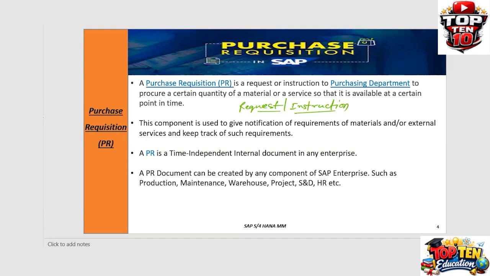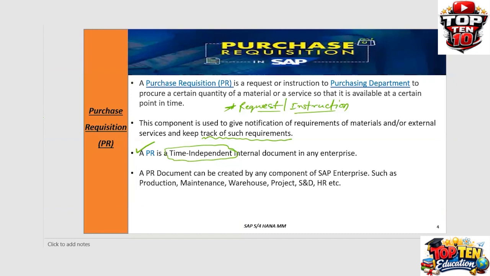Now, a purchase requisition is used to give notification of requirements of materials or external services and to keep track of such requirements. That is very important. To provide the request or instruction is okay, but to keep track of such requirements is one of the main features. Moving further, a purchase requisition is a time independent internal document.